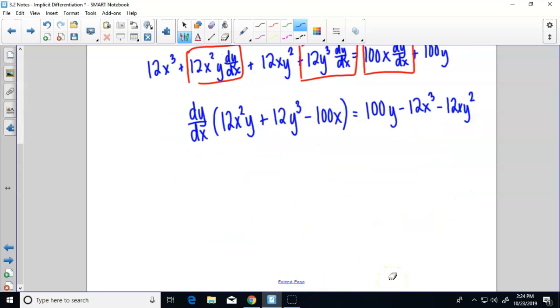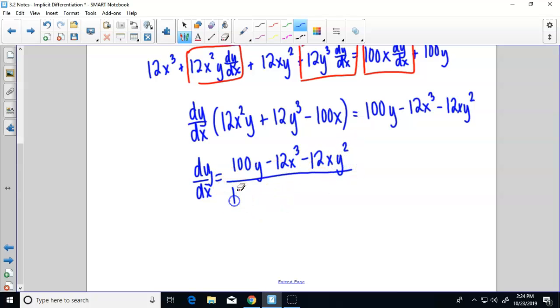And so to get that dy/dx, you're going to have dy over dx equals 100y minus 12x to the third minus 12xy squared over 12x squared y plus 12y to the third minus 100x. And you don't have to here, but it will probably make your life a little bit easier if you reduce that a little bit.